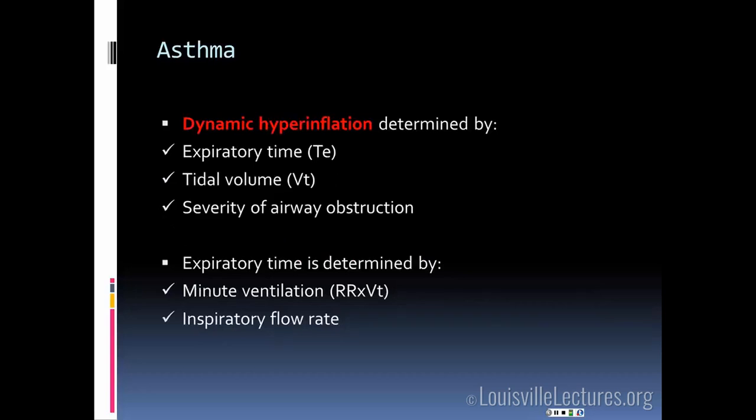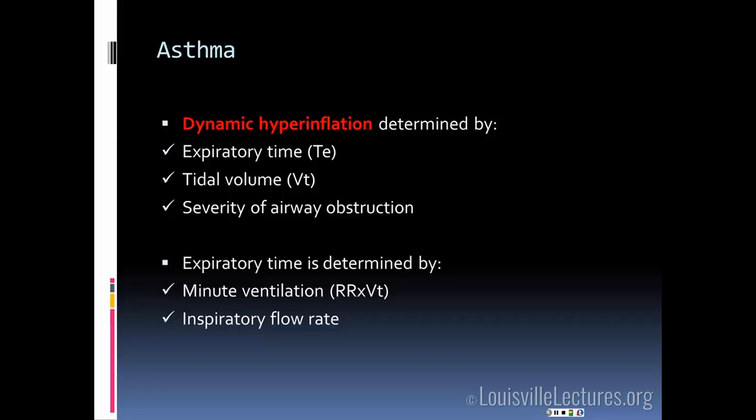So then how are you going to avoid hyperinflation? Basically, you have to increase the expiratory time of the patient, right? The most effective way of increasing the expiratory time of the patient is just decreasing the respiratory rate, using a low respiratory rate. So that's different from the patient with ARDS, where you typically use a high respiratory rate. Here you want to use a low respiratory rate, okay?